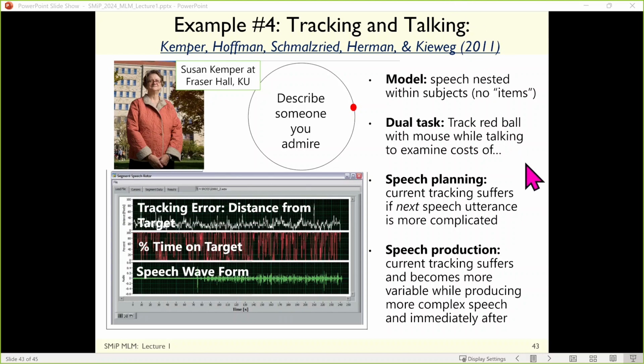She had folks tell stories and answer questions about experiences in their life, with or without a mouse task where they had to follow a cursor that was moving around a circle. And so she was interested in a lagged effect of interference. To what extent does your current performance in tracking this mouse suffer if the next thing you say is more complicated, like you're planning your speech as you go, so you can see that as worse performance during the planning stage, versus the production of the speech? So does current tracking suffer and become more variable immediately after you finish saying what you wanted to say and your brain sort of hiccups?